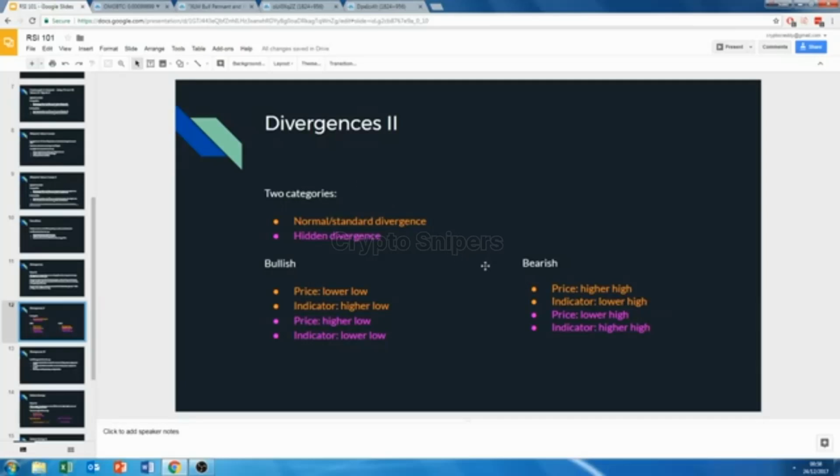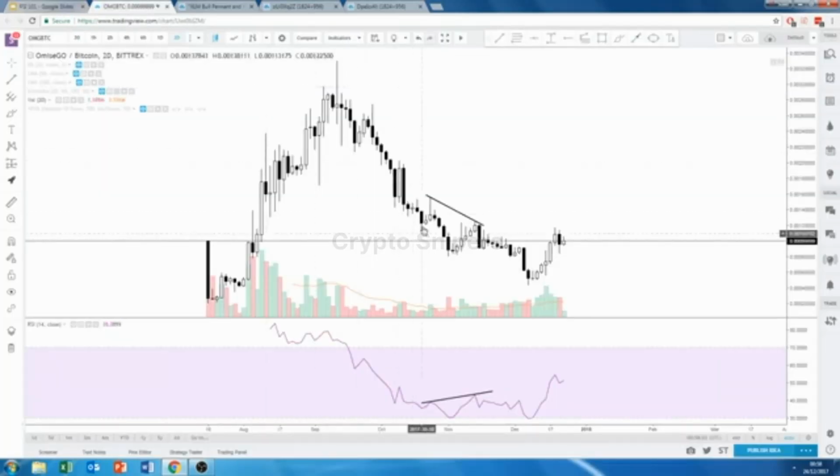A hidden bearish divergence is where price makes a lower high and the indicator makes a higher high. This is a high. This is a high, which lines up with these. Price made a lower high. This high is lower than this one, lower high. But if we line it up, which we do here, look, these points line up, the ones I just talked about. Price made a lower high, but the indicator actually made a higher high.